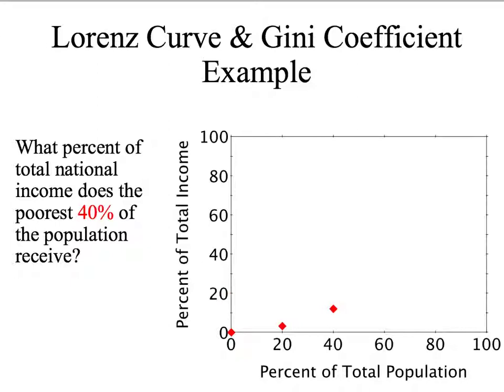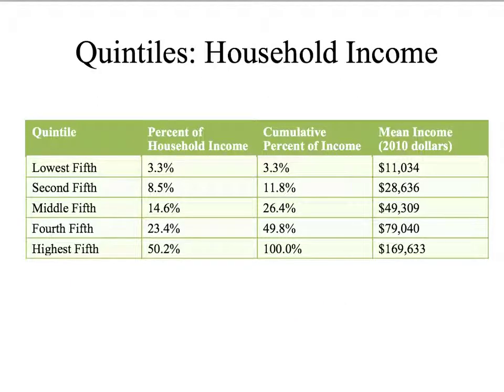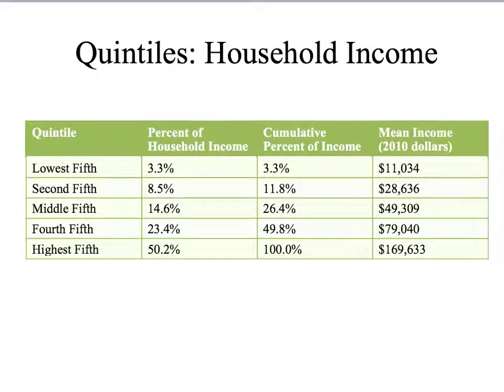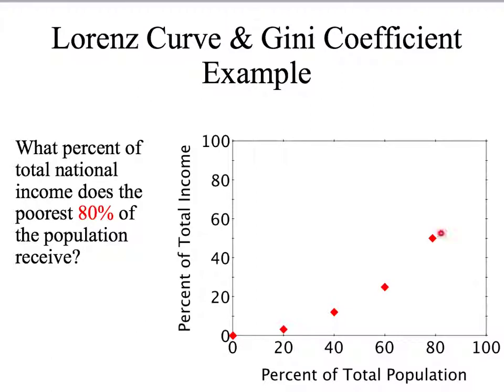Then we look at the bottom 60%, and once again, we're going to look at cumulatively how much income the bottom 60% receives. And we have the number of 26.4, where that next quintile adds another 14.6% on top of our 11.8%. So here we graph, at 60% of the population, we have 26.4% of the income. And next we have the poorest 80% has 49.8% of the income. The next quintile adds another 23.4%. So here we have the percent of total national income that the poorest 80% receives.